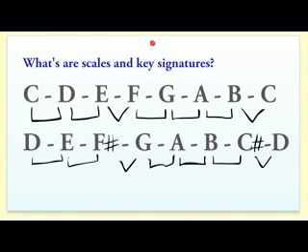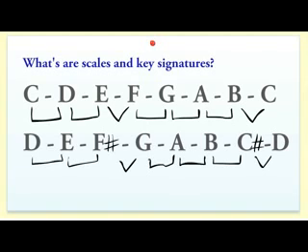Now, this is a D major scale. You'll notice again there's one of each letter name. There's no F and F sharp. There's no C and C sharp. It's just one of each. But there's some accidentals. There's some sharps, and some keys have sharps and some keys have flats.